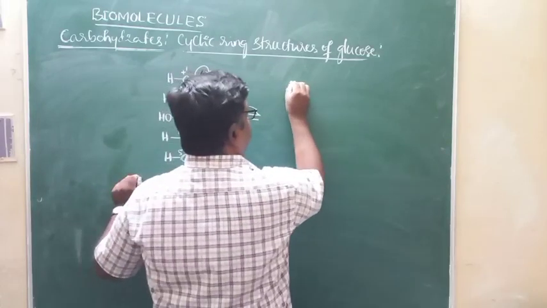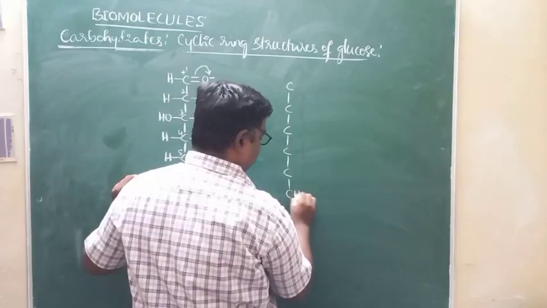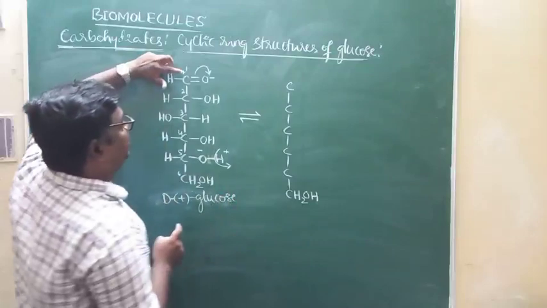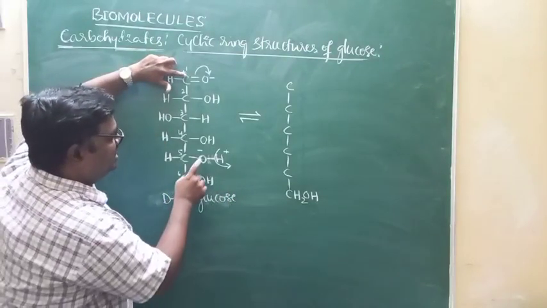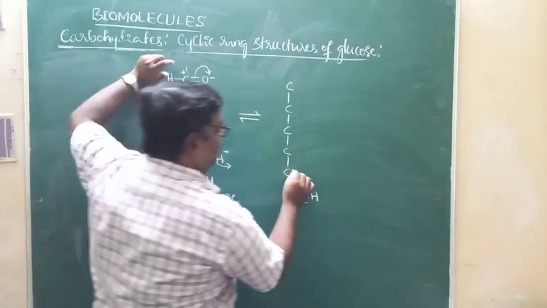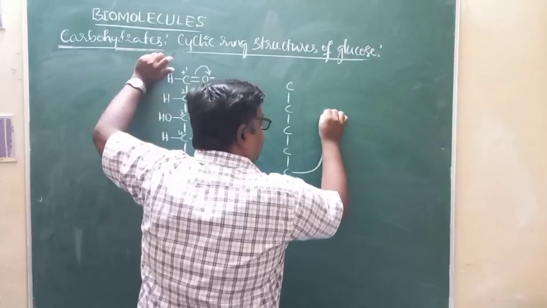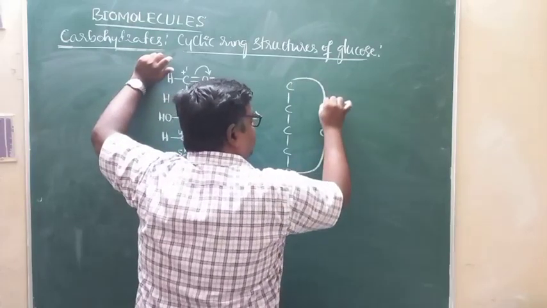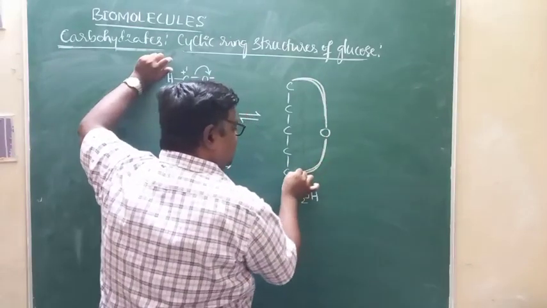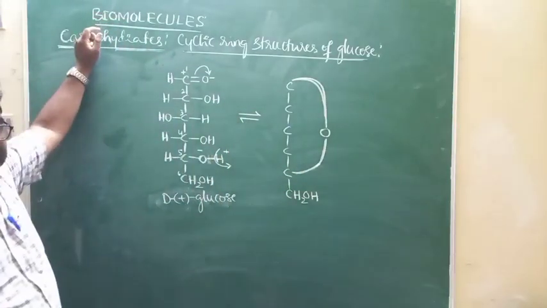Look here. First you write the carbon chain, and this is CH2OH. This positively charged carbon attracts the negatively charged oxygen, thereby forming a bond between the negatively charged oxygen and the positively charged carbon. Like this, cyclization takes place. This is how hemiacetal ring formation takes place.